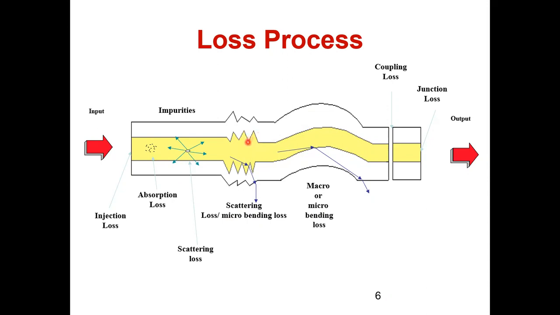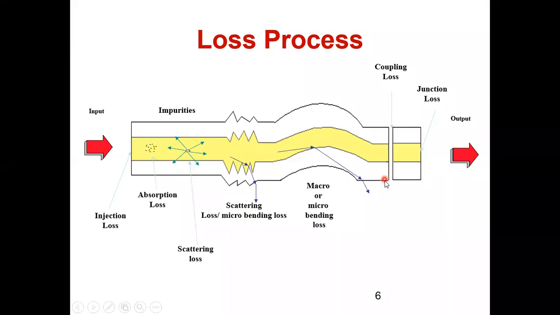And this micro bending, which is like a discontinuity, is shown in a slightly enlarged way. It is either due to tight buffering causing a discontinuity, or during the manufacturing there might be some discontinuity over here. That causes micro bending loss.